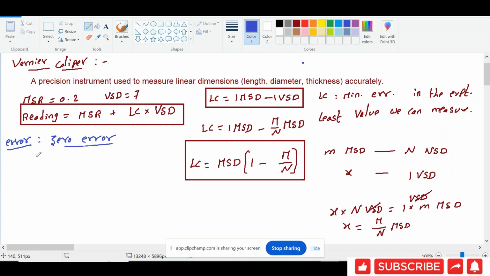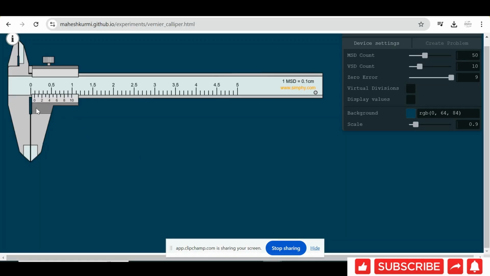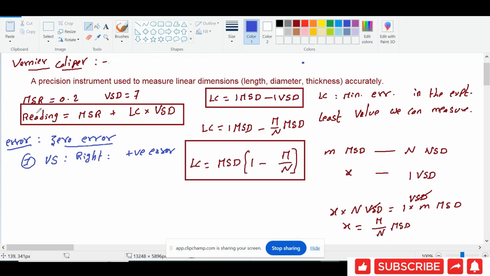In case number 1, my Vernier scale is on the right side, and that is called positive error. Why do I call it positive error? Because it is already giving you some value. Now I want to put the pen back. So you got some extra reading, because it is already showing some value. That extra reading you have to remove.